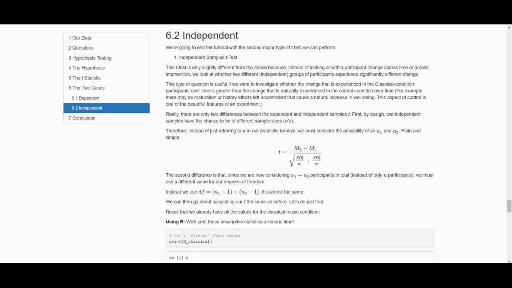The second difference is that since we're now considering n1 plus n2 participants in total instead of only n participants, we must use a different value for our degrees of freedom. Well, we have two different values here. So our degrees of freedom is actually going to be this first n minus 1, as well as the second n minus 1. So n1 minus 1 plus n2 minus 1. That'll be our new degrees of freedom for independent samples. It's almost the same thing.